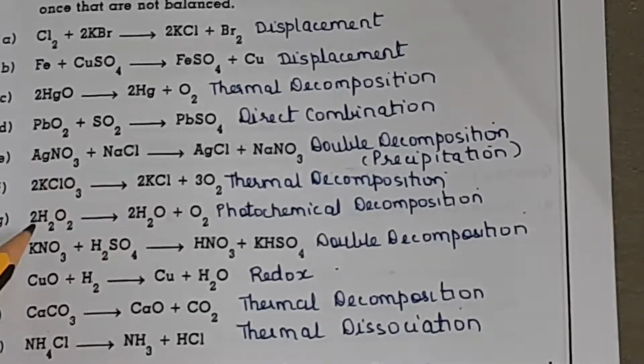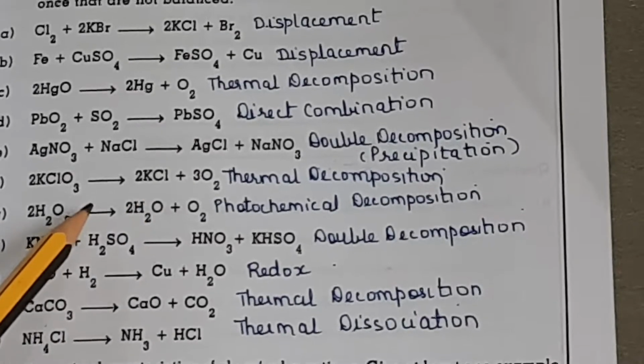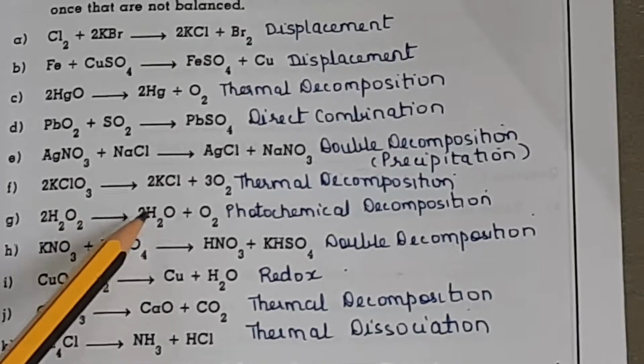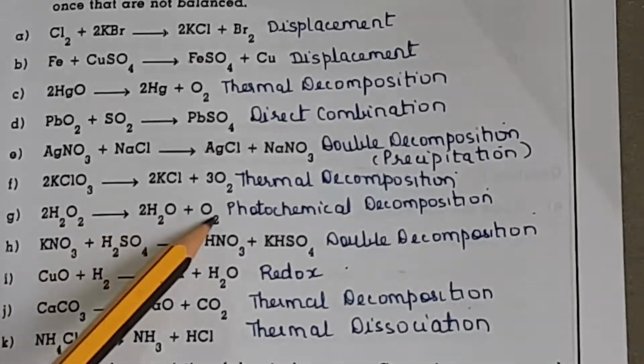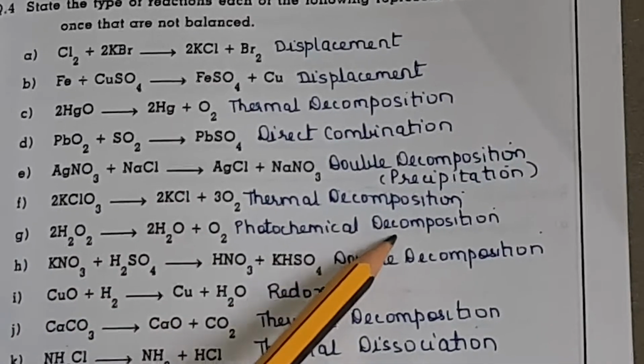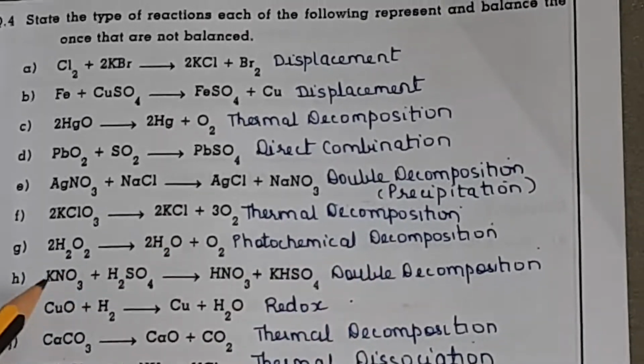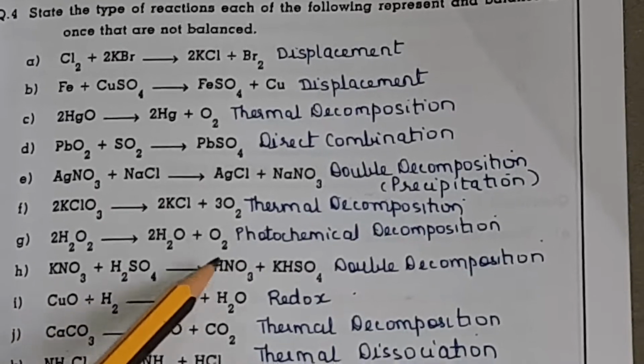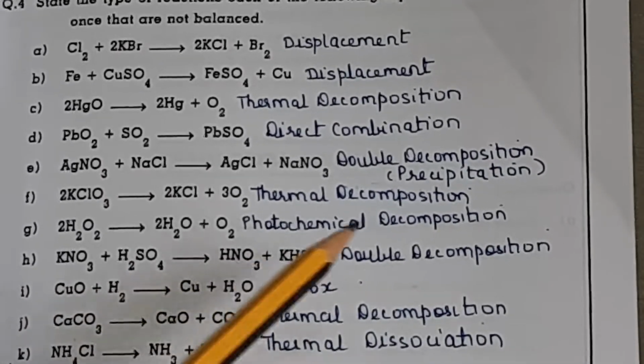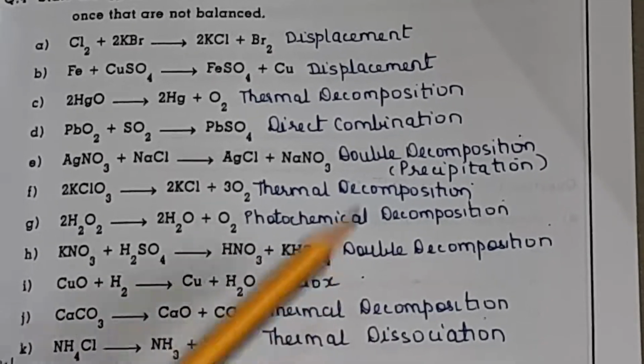Okay. Next is hydrogen peroxide. In presence of sunlight this will take place, gives 2H2O plus O2. So this is a photochemical decomposition. Okay. KNO3 plus H2SO4 giving you HNO3 plus KHSO4. This is a double decomposition reaction.